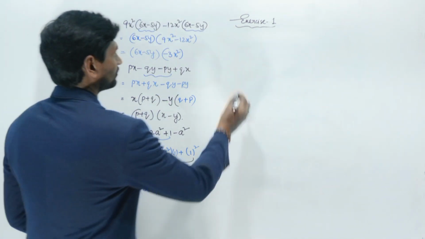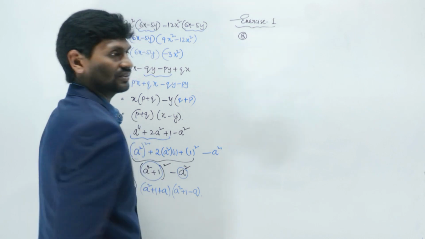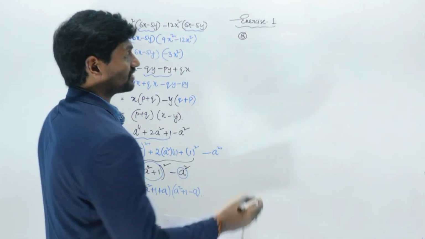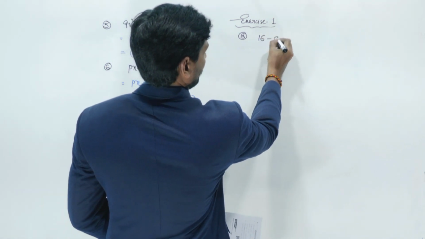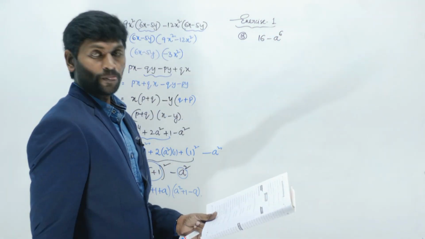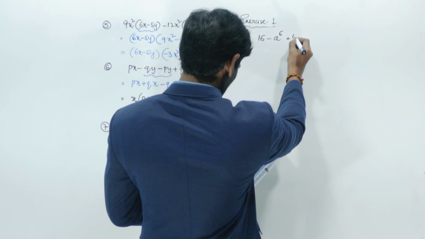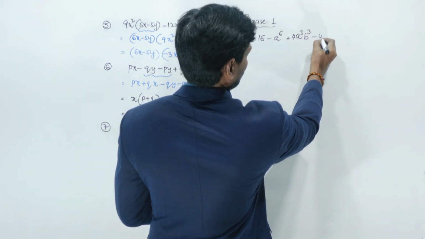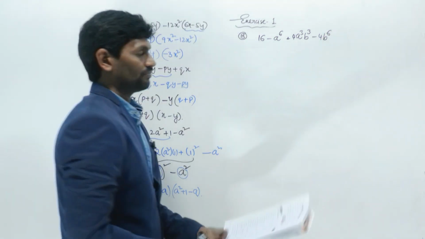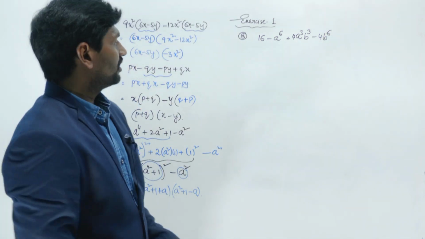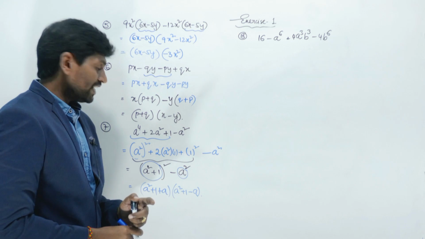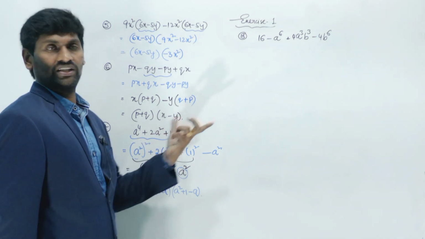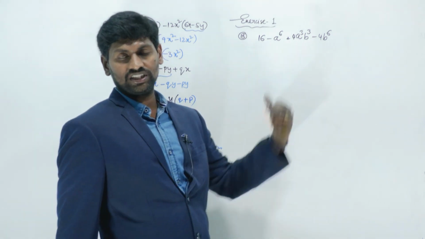Problem number 8. Factorize 16 minus a power 6 plus 4a cube b cube minus 4b power 6. Now, as you identified the (a plus b) whole square formula from the first three terms, here I can identify it from the last three terms.